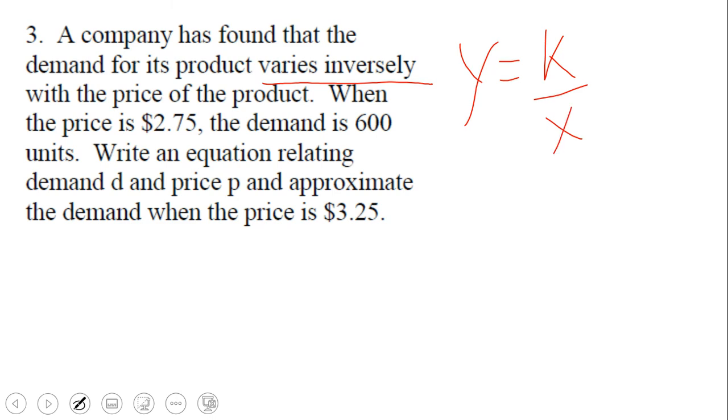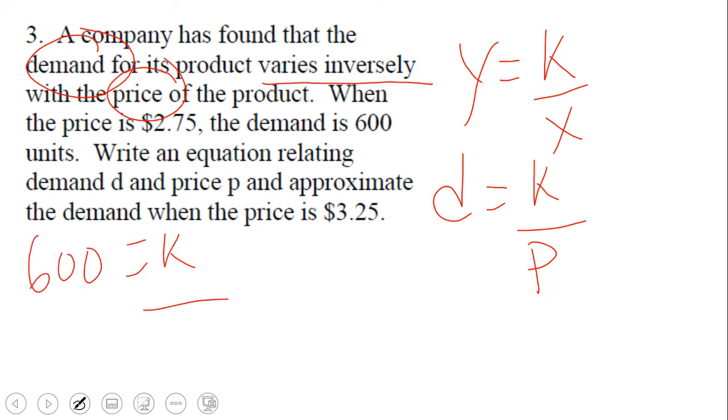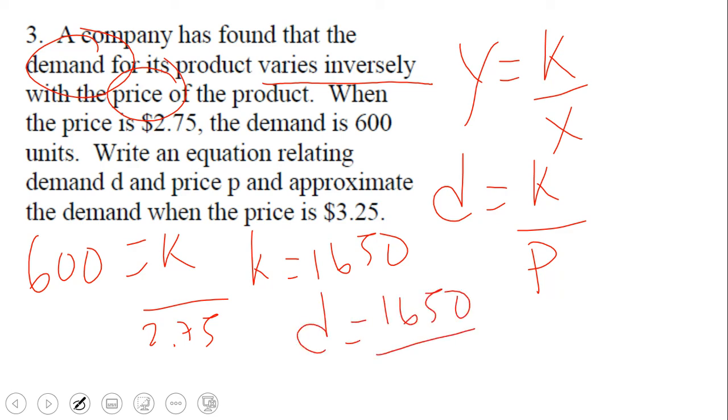Then they want you to specifically use variables. So they're talking about the price and they're talking about the demand. So the demand equals k over the price, which we'll call P. When the price is $275, the demand is 600. So 600 is equal to k over 275. In order to find k, you're going to cross multiply, and it turns out that k is 1650. That means that my equation is D equals 1650 over P.